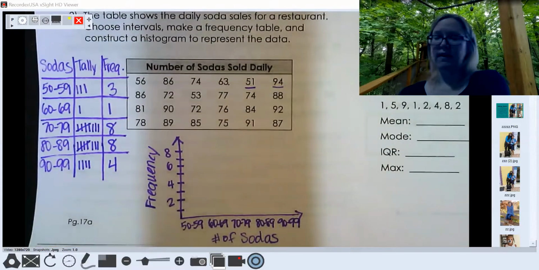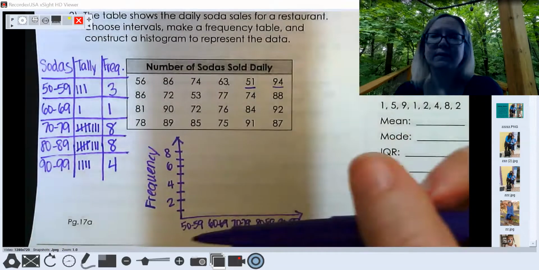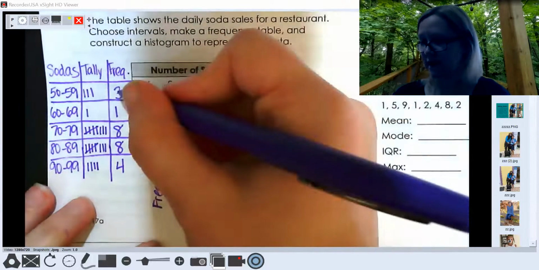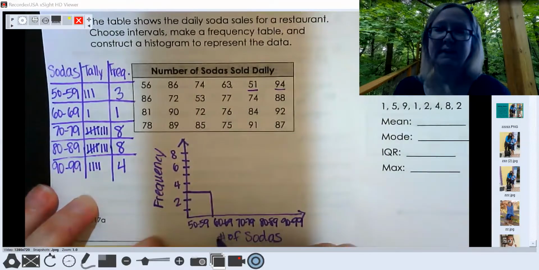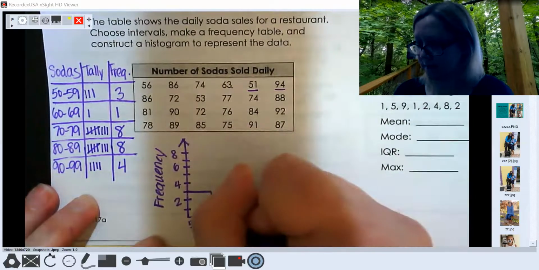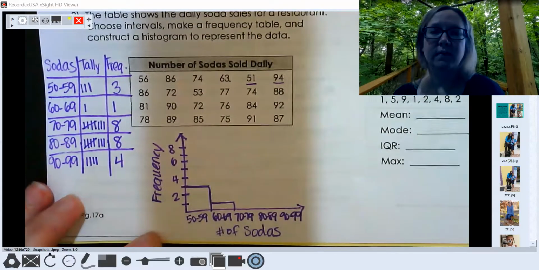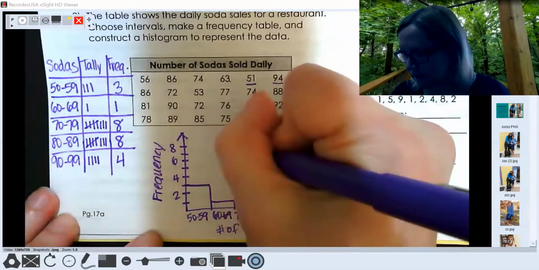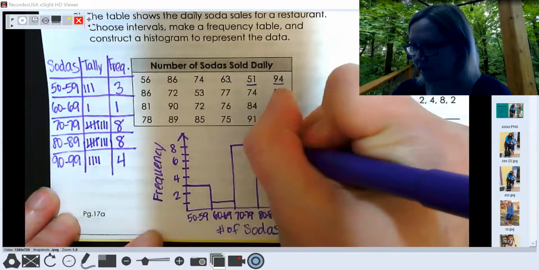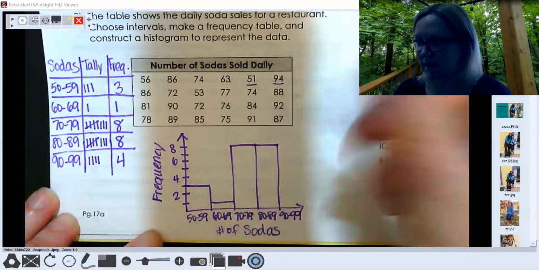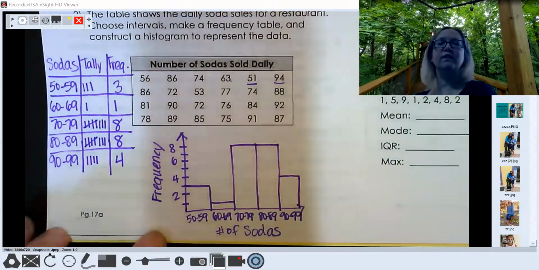Okay. All right, now I can draw the bars to represent each interval. So from 50 to 59, we had 3. So I'm going to draw a bar up to 3. For 60 to 69, it goes up to 1. Okay, remember the bars must be touching. Then from 70 to 79, it goes up to 8. Same thing for 80 to 89, that also goes up to 8. And then 90 to 99 goes up to 4. Okay, so that's what our histogram should look like.